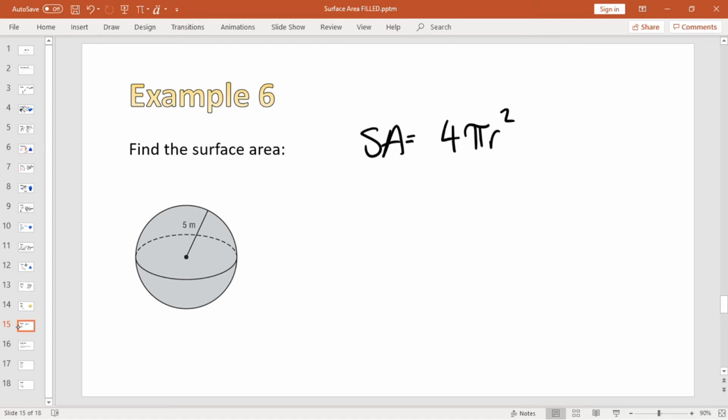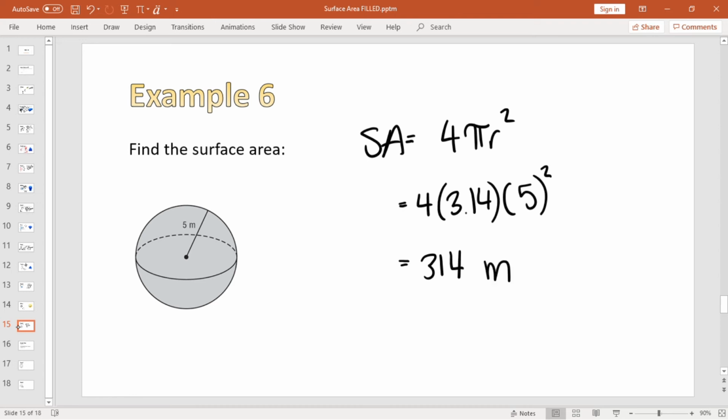Okay, so in this case, 4 is given, pi is a constant, and the only thing that goes in is that 5 meters, which is already a radius. Do the math, you get 314, and that will be meters squared. So those are all our basic shapes. Now let's smash them together and make composite figures.